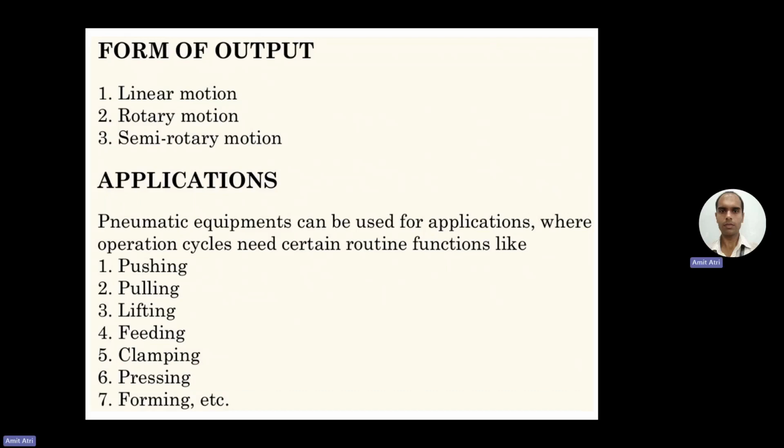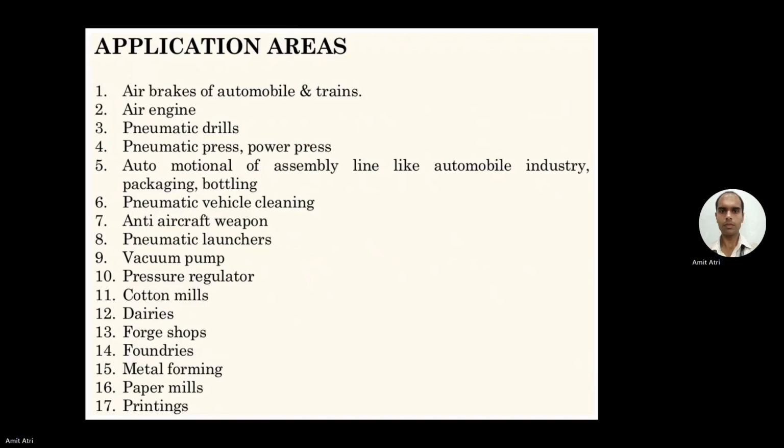Now the form of output. Linear motion we can produce using a pneumatic system, rotary motion we can produce, and semi-rotary motion we can produce. Using these types of motion, we can apply the pneumatic system in functions like pushing, pulling, lifting, feeding, clamping, pressing, forming.